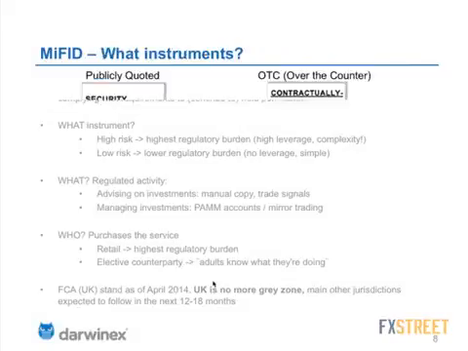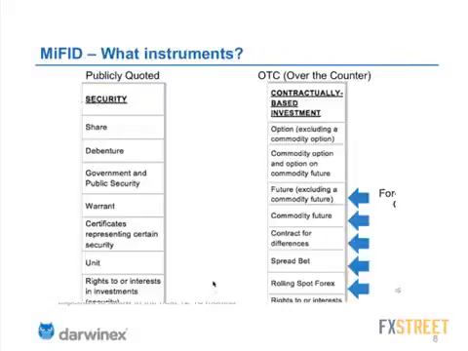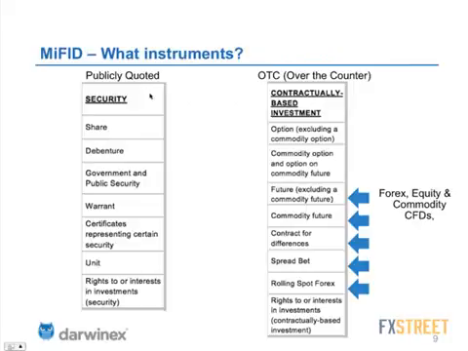So let's go briefly through the list of instruments. On the left-hand side, we have the publicly quoted instruments, which is basically equities or debt by different issuers. And you also have over-the-counter instruments, which they call contractually based investments. The ones that are probably most relevant to the listeners in this call are futures, for stocks, indices, and so on, and commodities, contracts for differences on stocks and indices, spread bets, and rolling spot forex, which is the regulatory name for what we all know as forex trading.